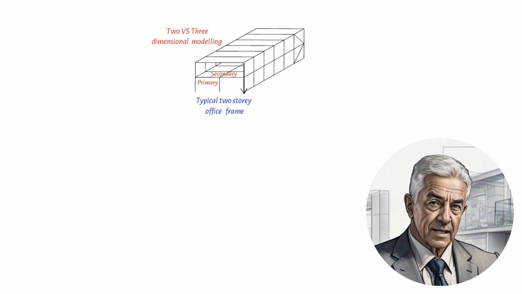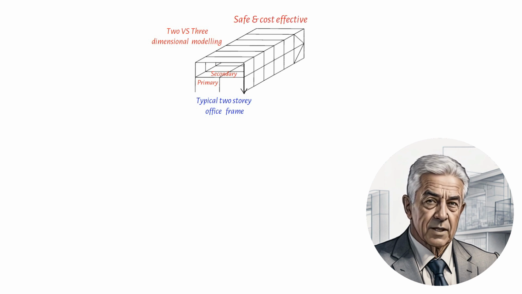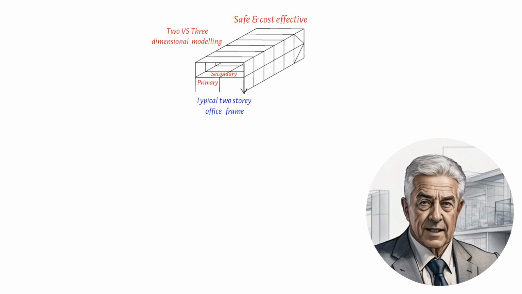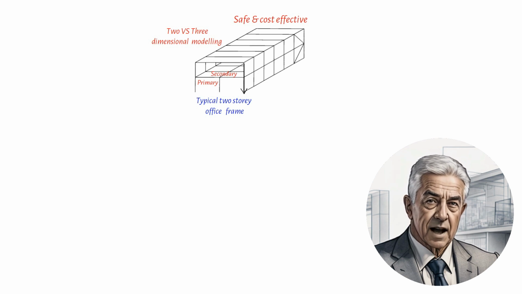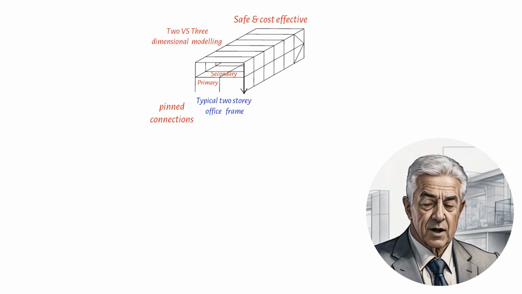Now, the designer's objective is to create a safe and cost-effective structure within the constraints of the project's specifications and architectural requirements. To achieve this, the designer needs to consider different forms of framing to find the most economical solution, with pinned connections being the most affordable. But the designer shouldn't just stop there.